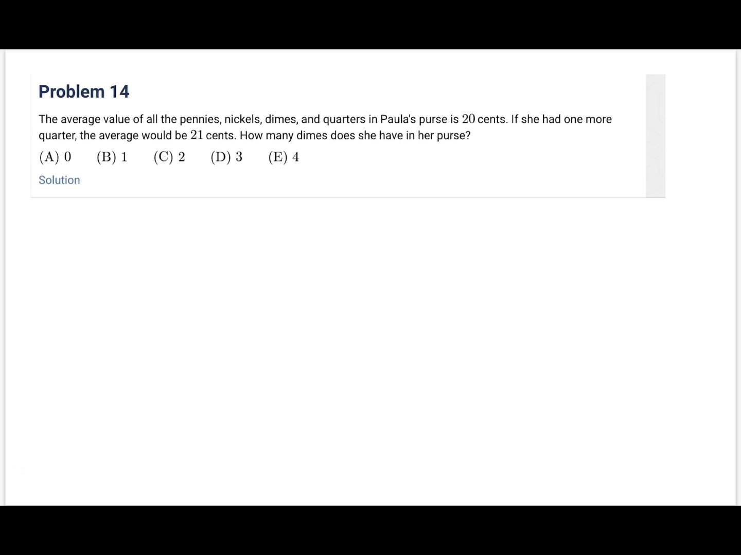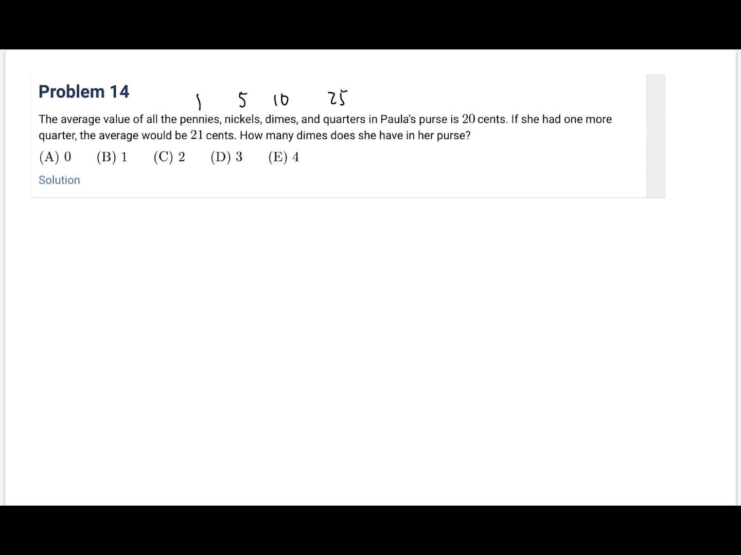Number 14. The average value of all the pennies, nickels, dimes, and quarters in Paula's purse is 20 cents. If she had one more quarter, the average would be 21 cents. How many dimes does she have in her purse? Okay, so pennies are 1 cent, nickels are 5 cents, dimes are 10 cents, and quarters are 25 cents. The average is 20 cents. If she had one more quarter, the average would be 21 cents.